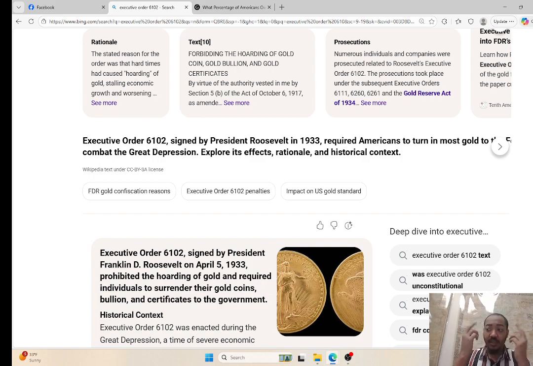So that's something else to keep in mind, that if you are hedging these precious metals, that's perfectly fine. You can do that if you'd like.